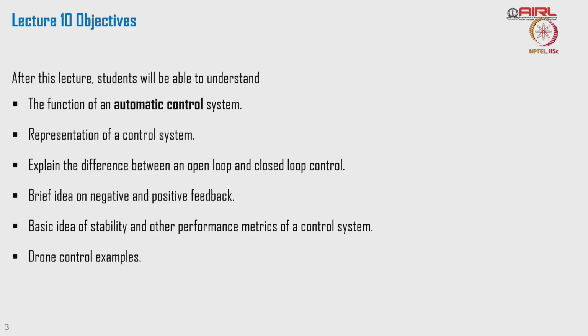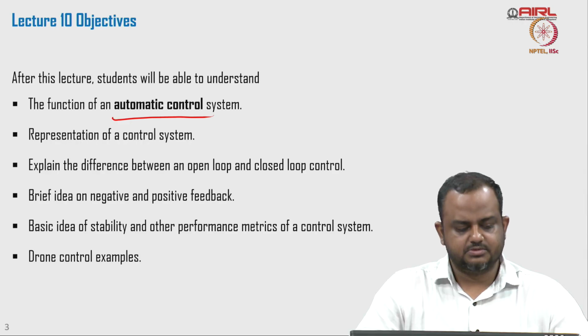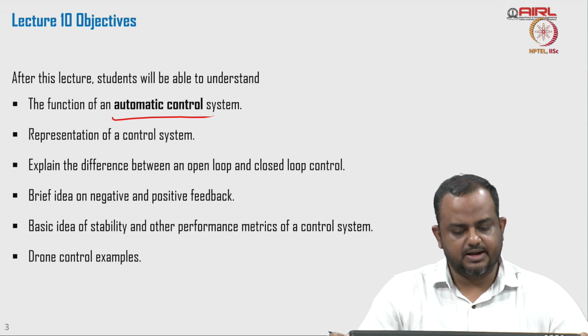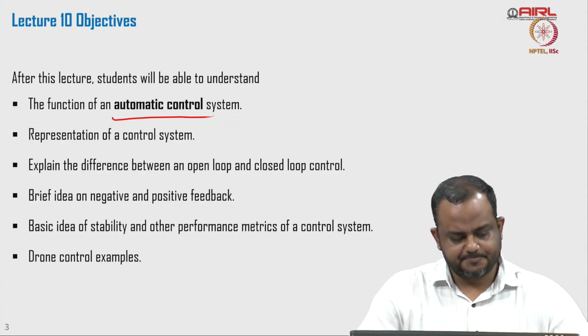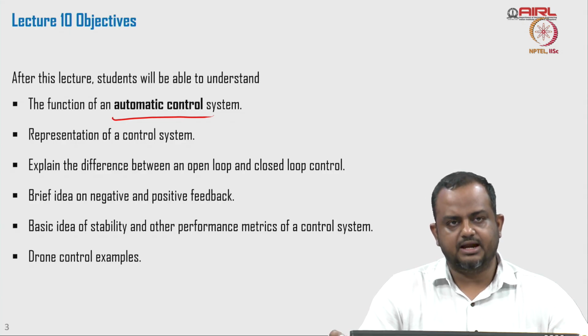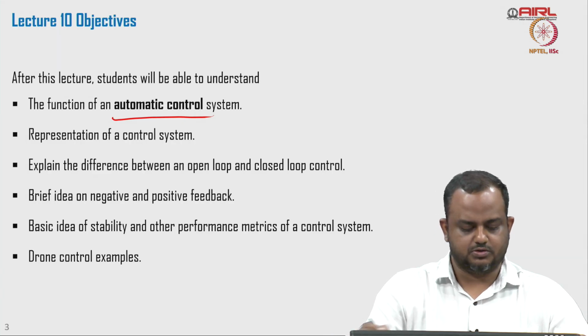After this lecture, the students will be able to understand the function of automatic control. We will differentiate it from manual control. Then they will learn the representation of control systems, explaining the difference between an open loop and closed loop control system. Then there will be a brief idea given on negative and positive feedback, a basic idea of stability and the other performance metrics of control systems. Finally, throughout the lecture there will be some examples on drone control.